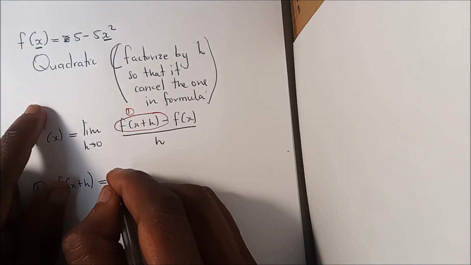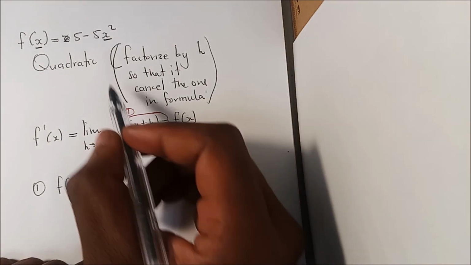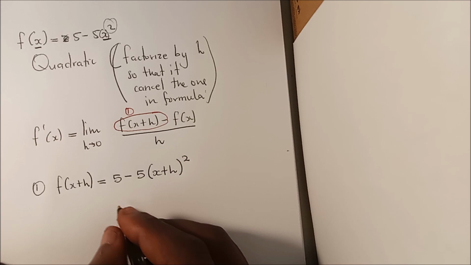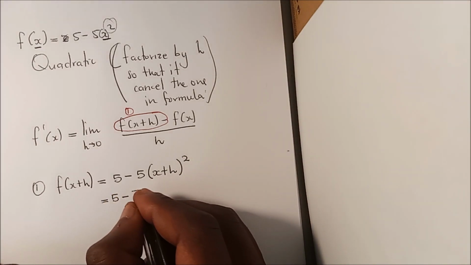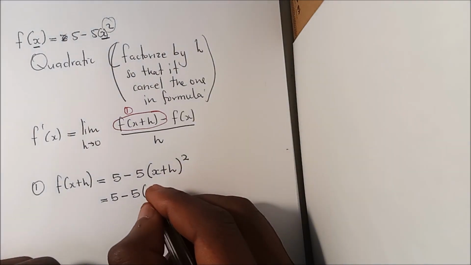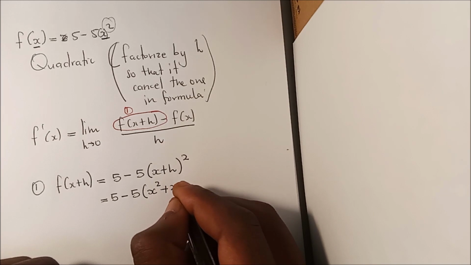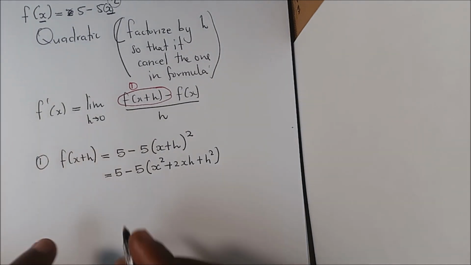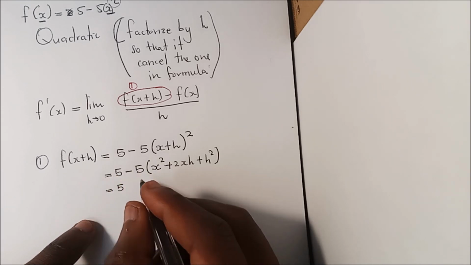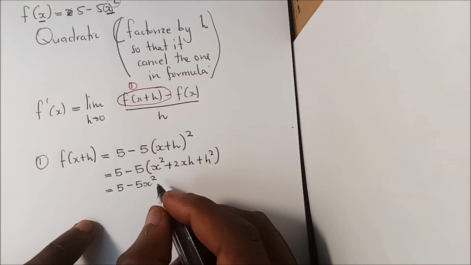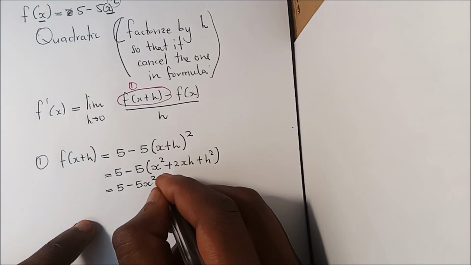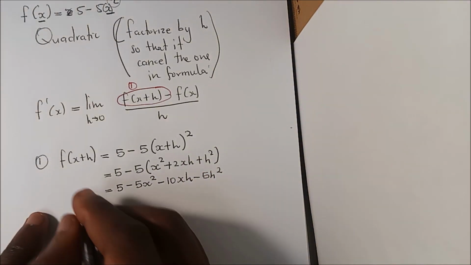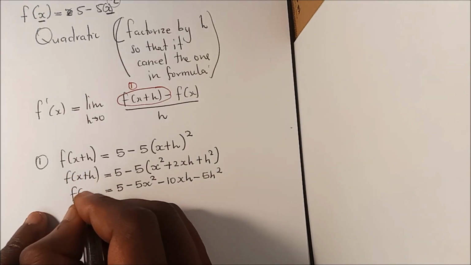So here we will have 5 minus 5 into, because there is our x, we put x plus h. But don't make a mistake, it's squared. Those who have dealt with x plus h squared will know that it is the same as x squared plus 2xh plus h squared. That's what you get after foiling the bracket. By simplifying, we have 5 minus 5x squared by the distributive property, negative 5 times 2, that's negative 10xh, and negative 5h squared. Highlight that this is your f of x plus h.